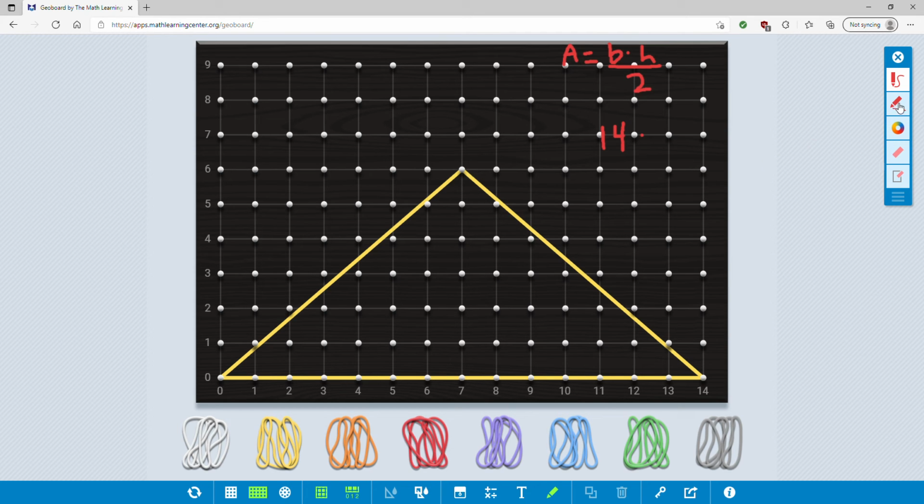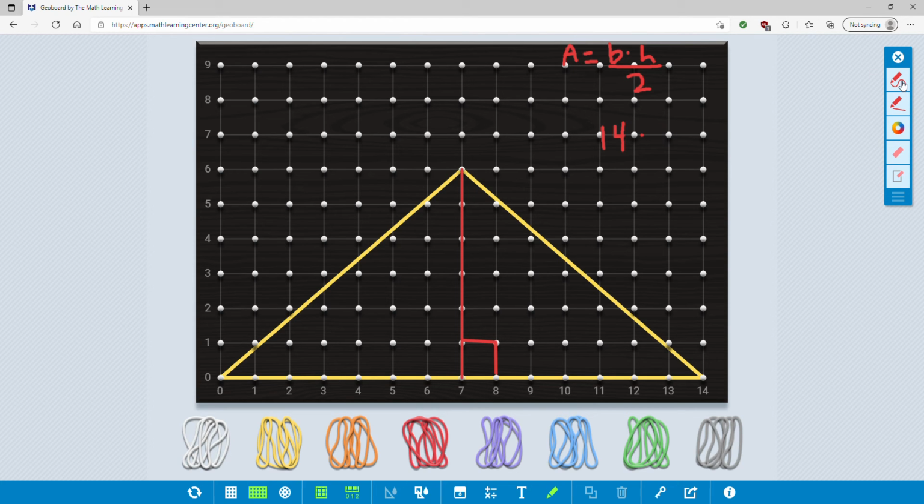But if you wanted to show them what the height is, you could draw your line from the highest part of the triangle down to the baseline with your right angle, and that's your height. You can show students that the height of the triangle is the highest point down to the base. So that would be 6.